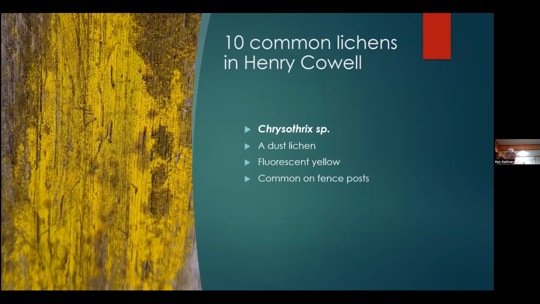Another common one, and probably many of you have seen this without knowing what it is, on fence posts and fence boards, it's Chrysothrix. It's a dust lichen. It's this magnificent fluorescent yellow. We'll see it on fence posts and signposts. We'll also see it on oak bark on Friday. So there's our 10 common lichens.